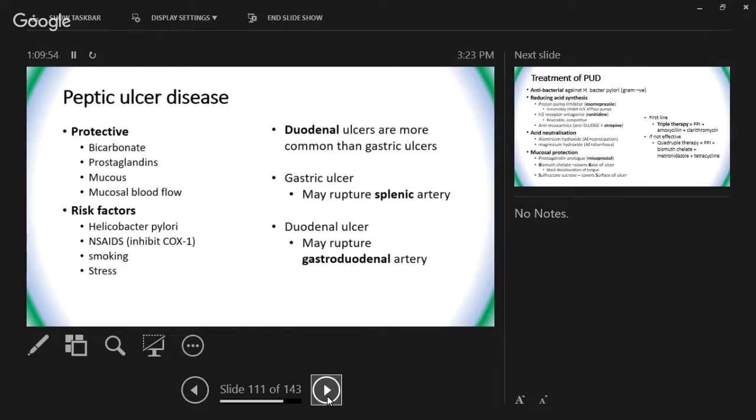So peptic ulcer disease. We've got protective factors listed there. We've got risk factors which predispose you to peptic ulcer disease, including H. pylori, probably one of the main ones. NSAIDs is a classic one, which will come up in a lot of questions. Also smoking and stress. And then some buzzwords: duodenal ulcers are more common, with rupture of the gastroduodenal artery, and gastric ulcer with rupture of the stomach artery.